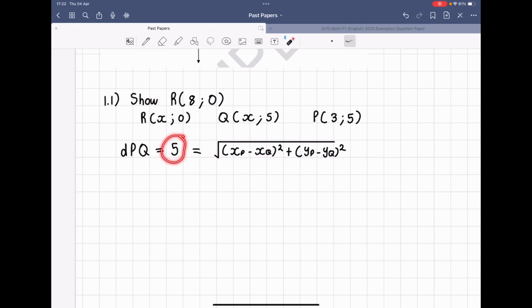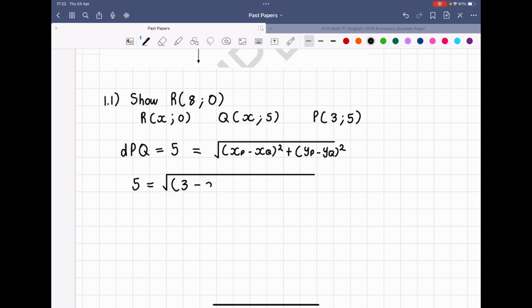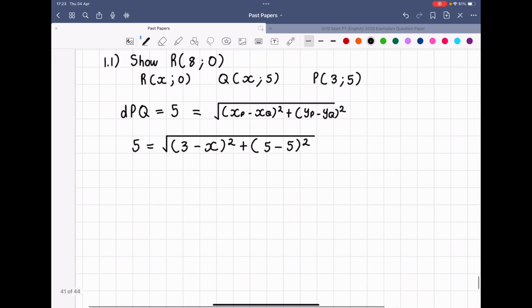And since I have it equal to 5, I'm going to be able to solve for this number if I substitute in the rest of the values. So I can now say that 5 is going to be equal to big square root, and I know that x of P is 3, minus x of Q, I don't know yet, that's what I'm trying to find out, all squared, plus the y of P, which is 5, minus the y of Q, which is also 5, and that's squared. So this bracket is going to disappear completely, and the only thing that I'm going to be left with is this minus 3x all squared.